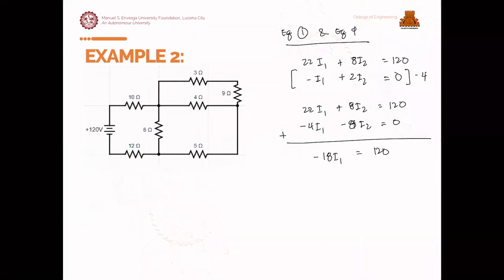This will be the positive na. Sorry. So negative times negative is positive. So divide natin by 18. We have I1 is equals to 120 over 18. That is 6.667. Wait lang. Let me check now. 8, negative 9, 17.